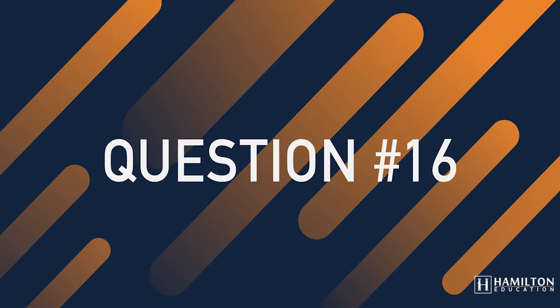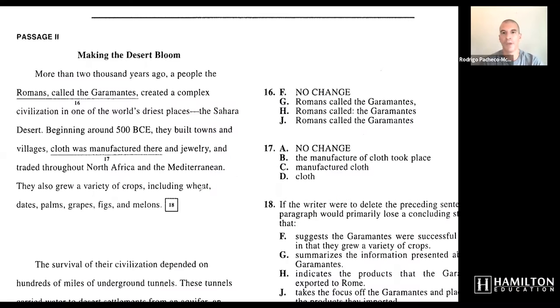Question 16 is a punctuation question. Now, it might seem like we have non-essential elements here, but all of the elements that are underlined are necessary, they are essential. So we're not going to use any punctuation. As we know, our correct answer here is going to be J. But let's take a look at the sentence.